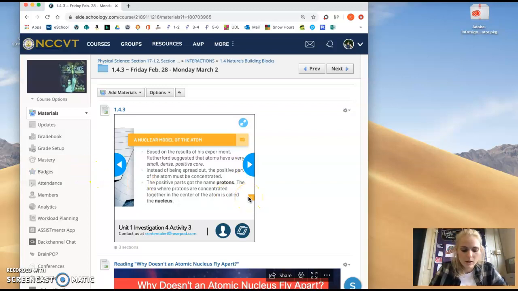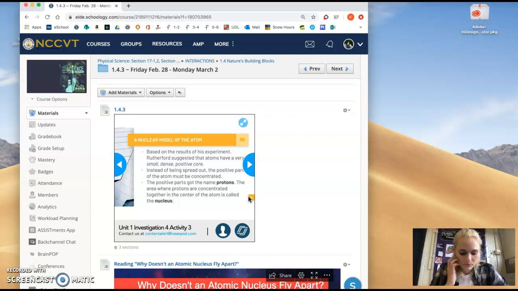Number 8 says, recall that Rutherford observed that 1 out of every 10,000 alpha particles bounced back. What does that tell you about the relative size of that small, dense, positive core, which is called the nucleus? So that's where we're getting a nuclear model of the atom. The nucleus is the small center.